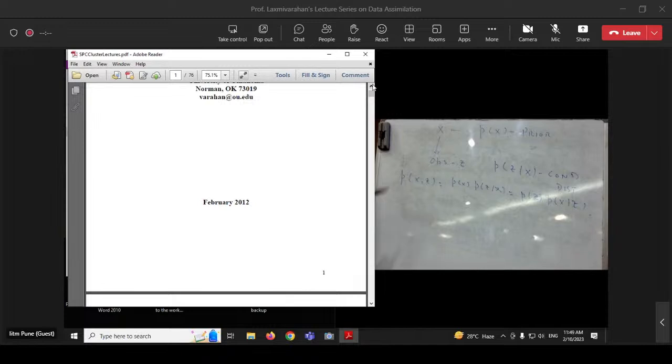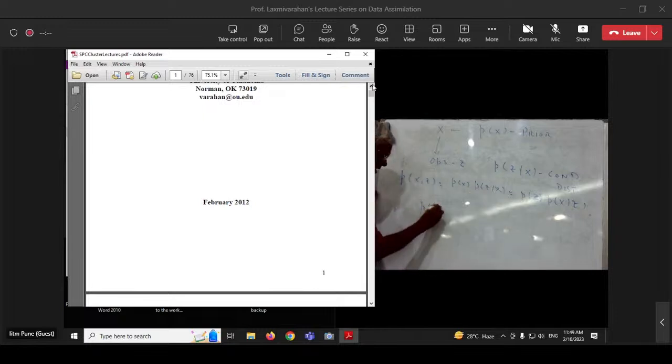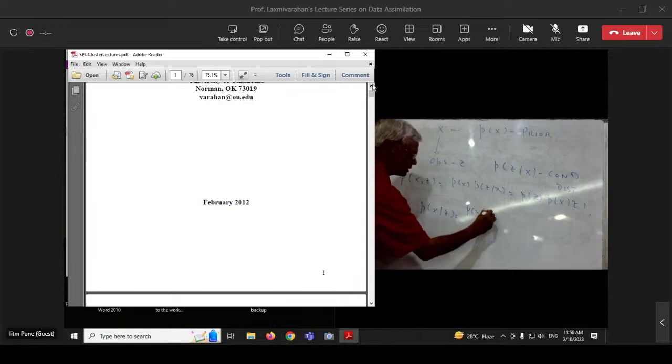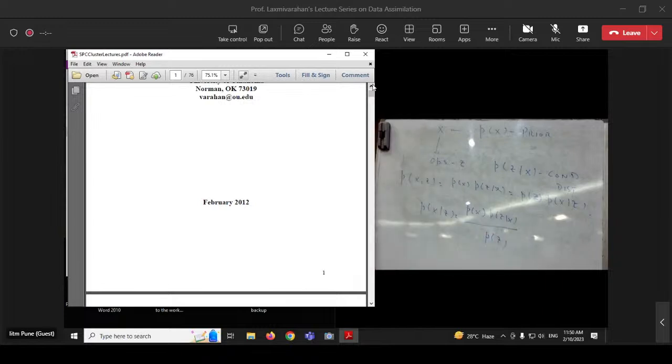Now these two are equal. So therefore, I can now equate these two. So P(X given Z) is equal to P(X) times P(Z given X) divided by P(Z). Everybody with me? So what is this called? This is the distribution of X given Z, that's the posterior.